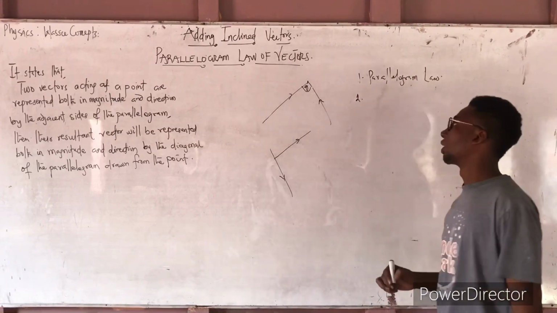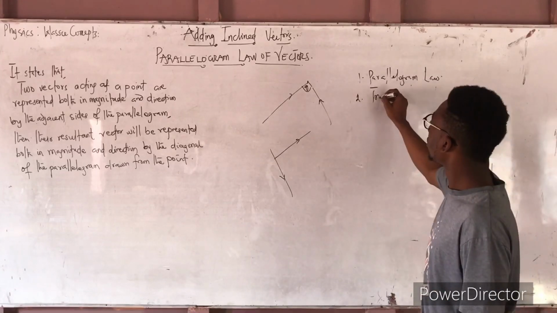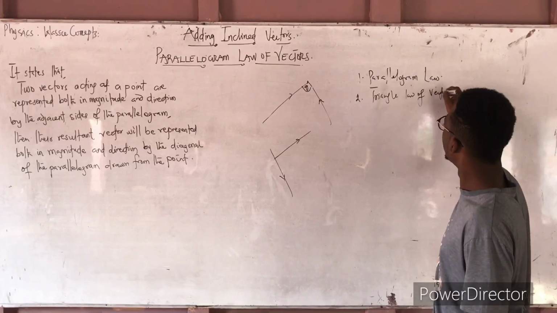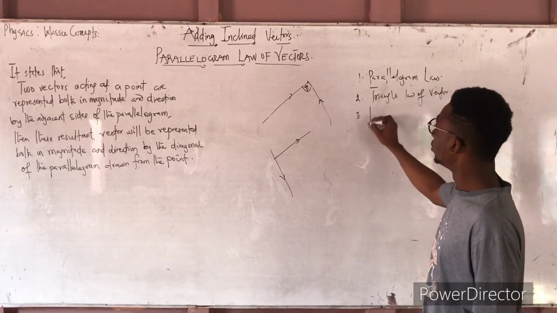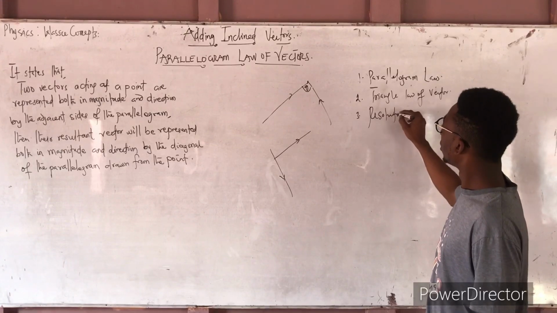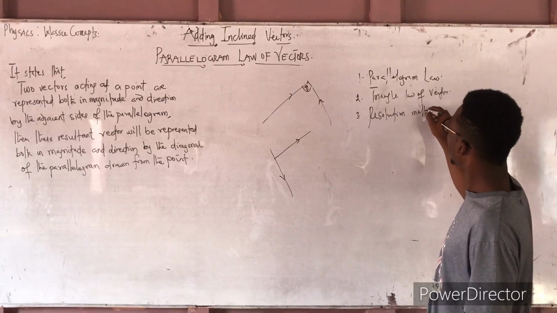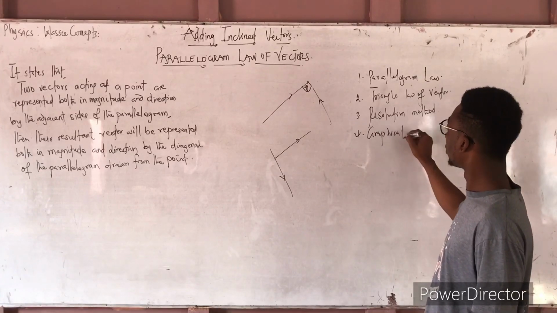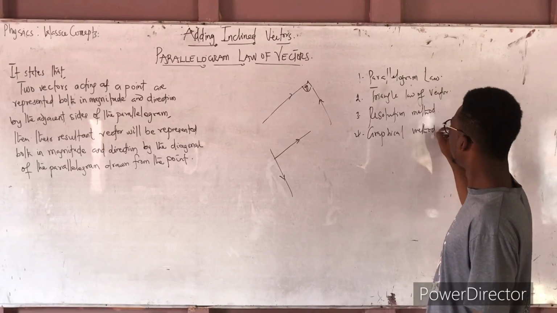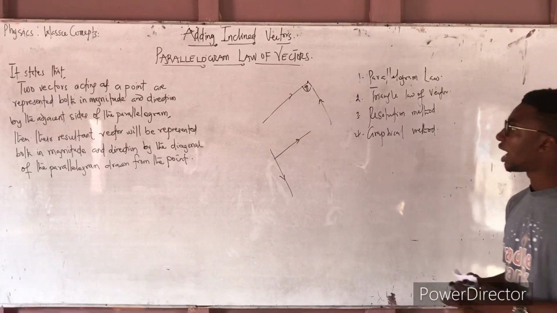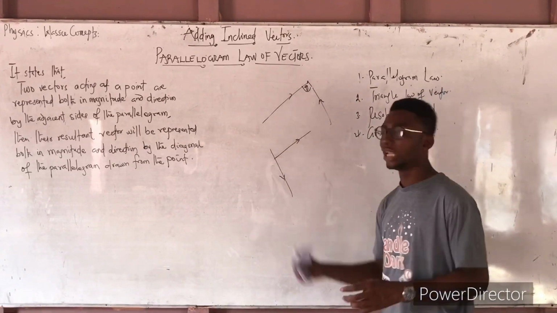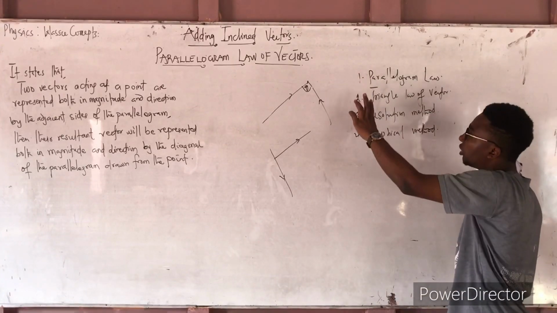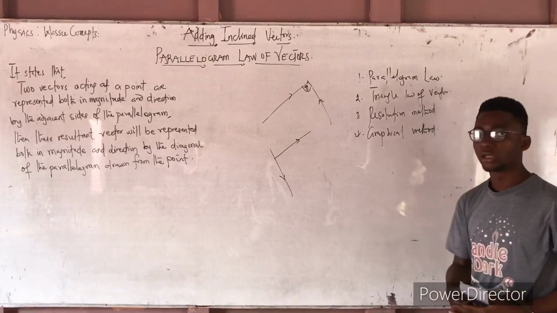Two, we can use the triangular law of vectors. Three, we can use the resolution method. And four, we can use a graphical method to add these vectors. So if you want to add vectors that are inclined to each other, you can use any of these procedures: the parallelogram law, the triangular law, the resolution method, or the graphical method.